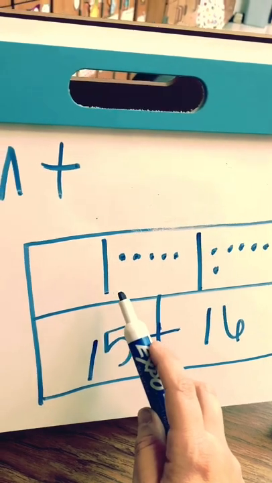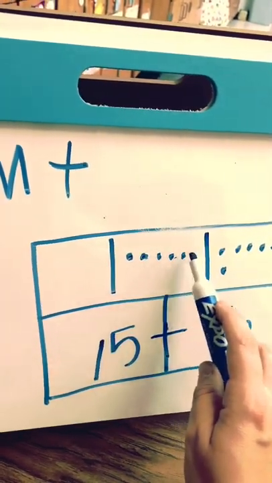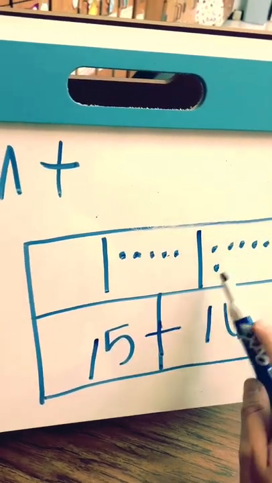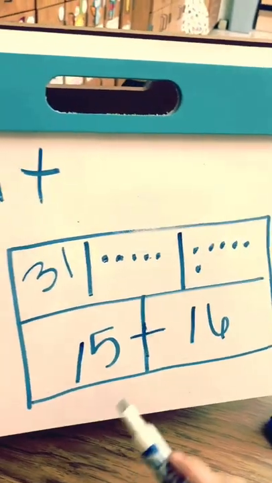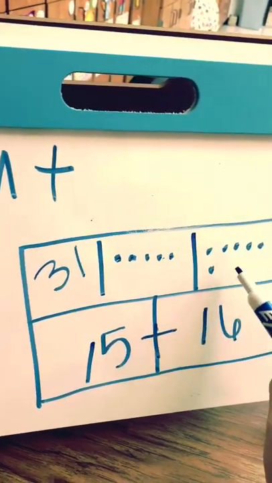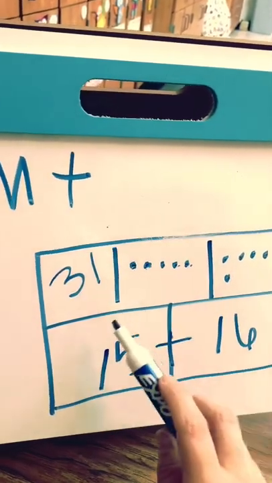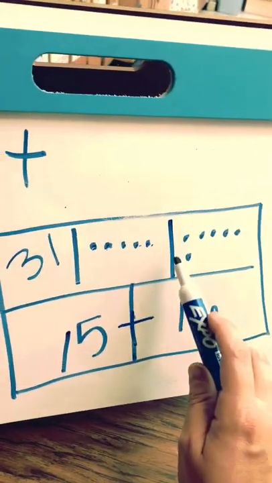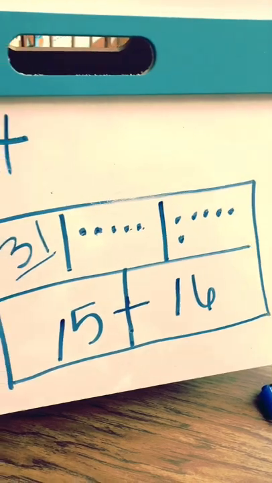So 10, 20, 21, 22, 23, 24, 25, 26, 27, 28, 29, 30, 31 is our answer. If we were gonna start with the ones, it would look like this. So this is 6, and then I count on 7, 8, 9, 10, 11. 11 more than 10 is 21. 10 more than 21 is 31, okay?